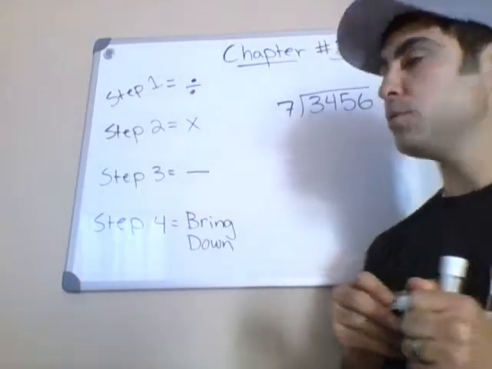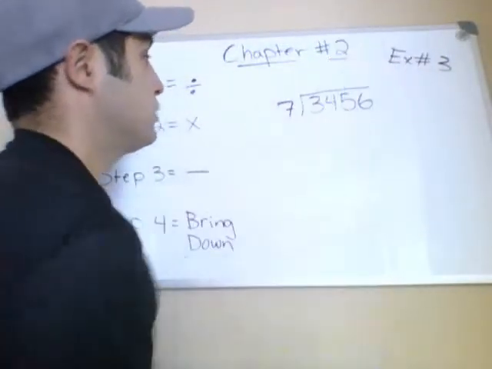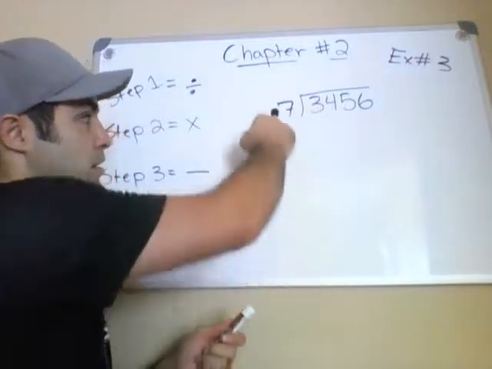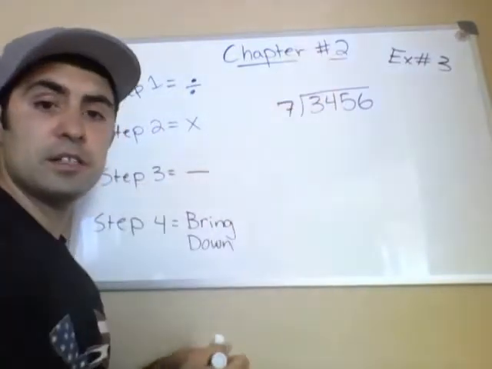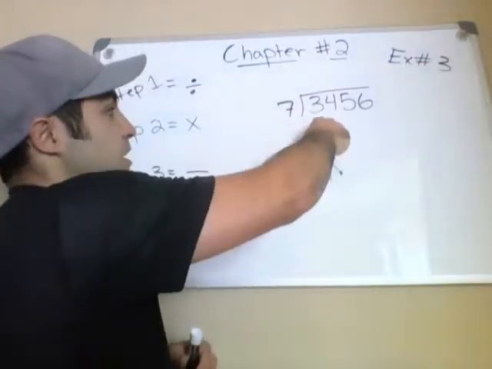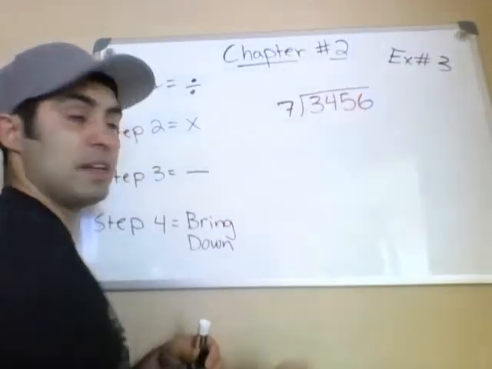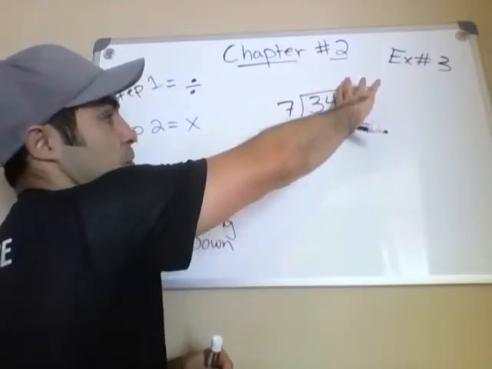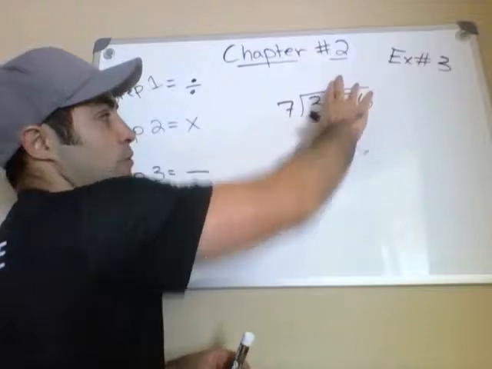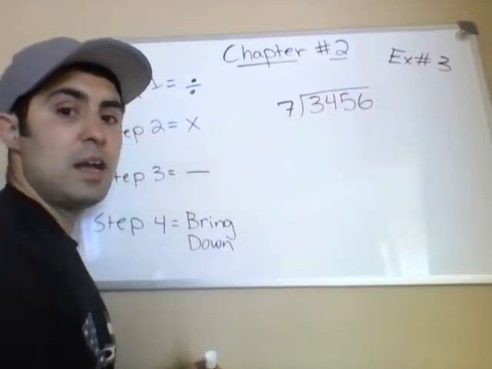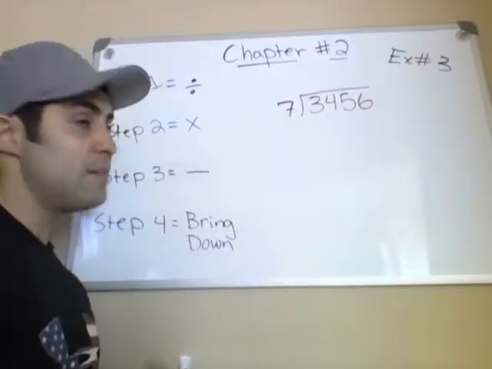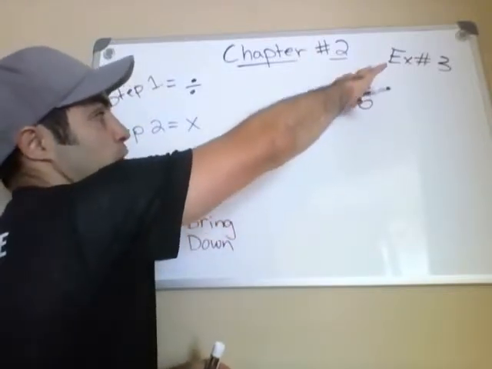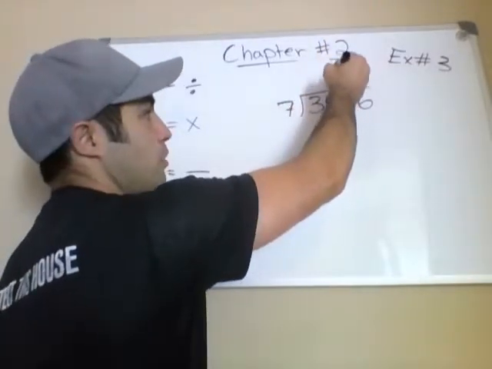Okay, so in your book, example number 3 is 3,456 divided by 7. The dividend, the divisor, and we're going to find the quotient here in a second. So, 7, can 7 go into 3? No, 7 cannot go into 3 evenly. And so we're going to move to the next number in the dividend. Can 7 go into 34? And the answer is yes. We know 7 times 5 is 35, which is a little bit more than 34. So let's try 7 times 4.